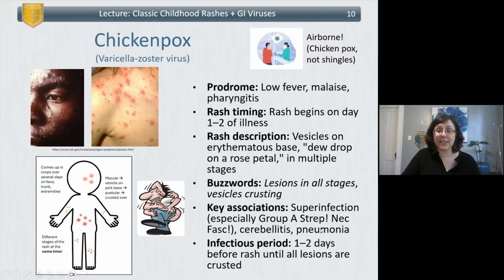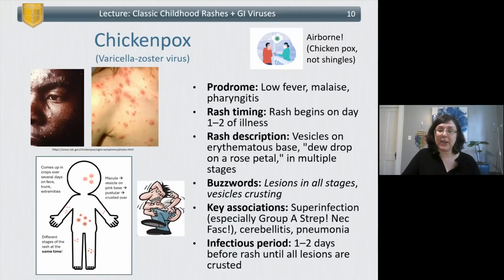So key associations, superinfection is really, really important. Especially group A strep, these kids are at high risk for group A strep skin superinfection. And a classic association is necrotizing fasciitis from group A strep with chickenpox. You can also get a cerebellitis with a primary varicella infection, and pneumonia is also high risk in chickenpox.